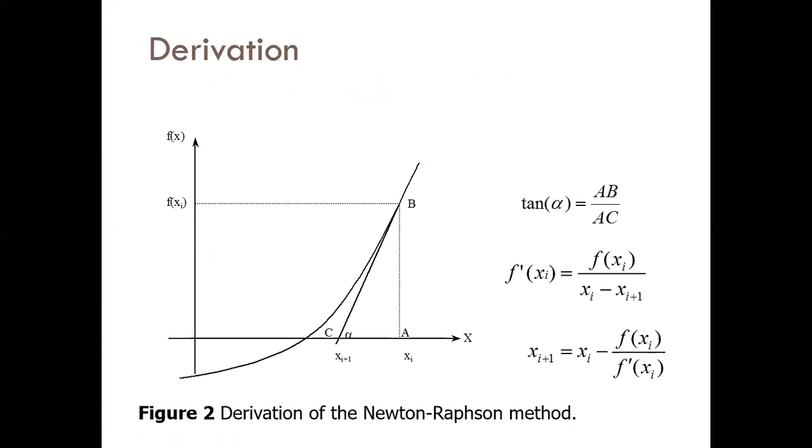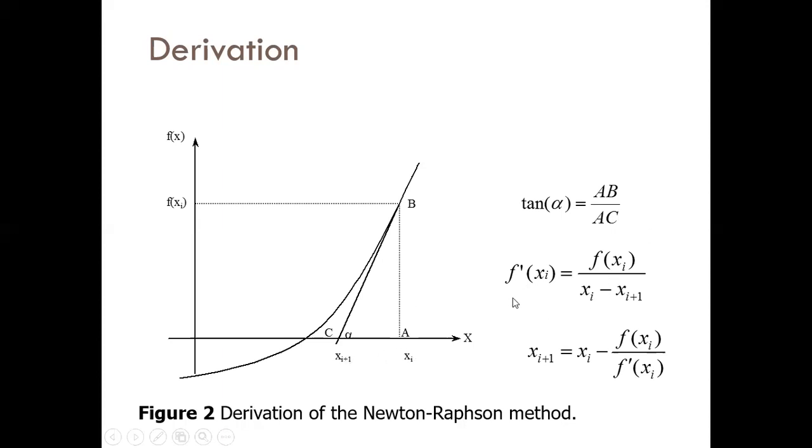Tan phi, this is the angle phi. According to the right angle triangle, tan phi is equal to AB divided by AC. What is AB? AB is nothing but your f of xi, the y coordinate, f of xi minus 0. And AC is xi minus xi plus 1.